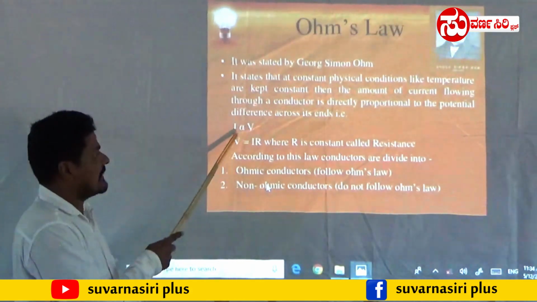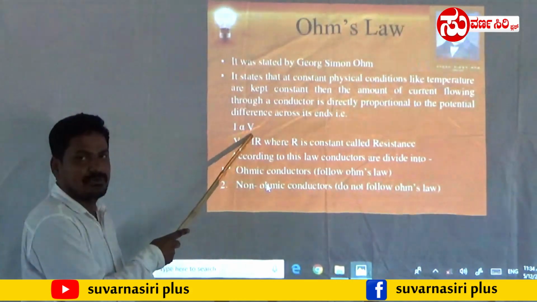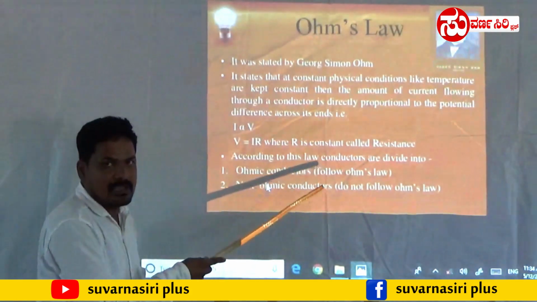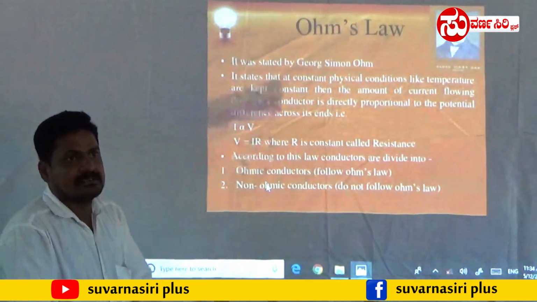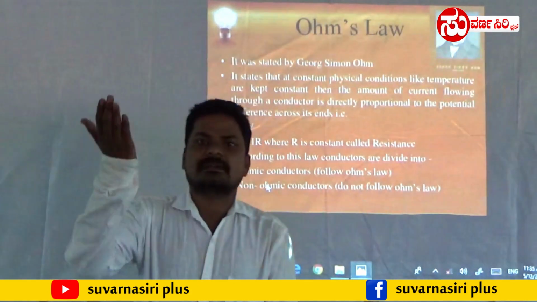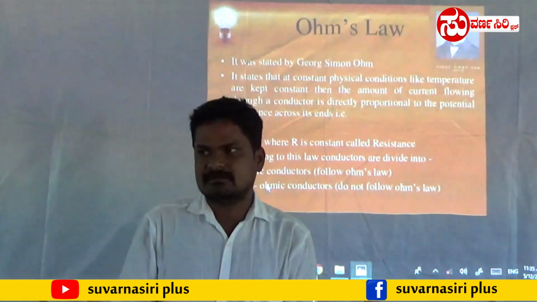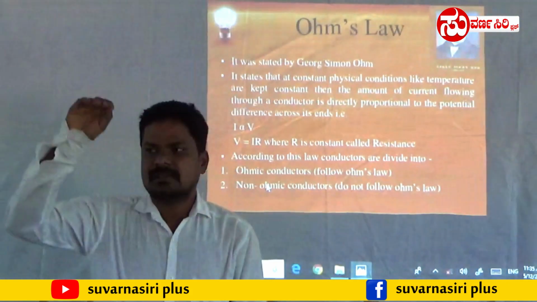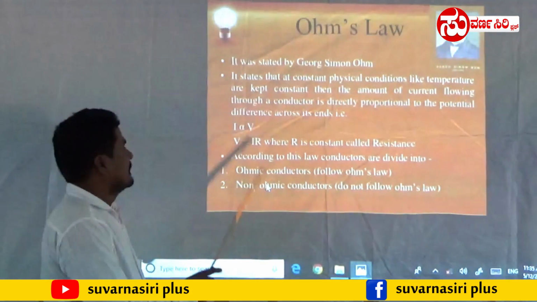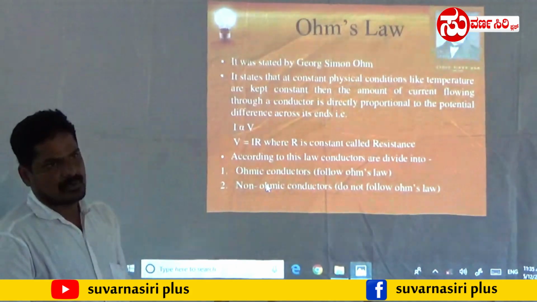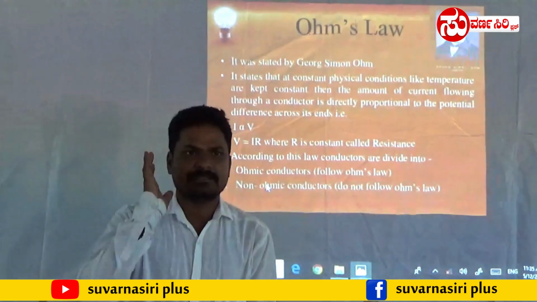So I is directly proportional to V, or V is directly proportional to I. If we increase the potential difference, the current of the electric circuit also increases. If we decrease the potential difference, the current also decreases. So V is equal to IR, where R is taken as the proportionality constant, which is called resistance.